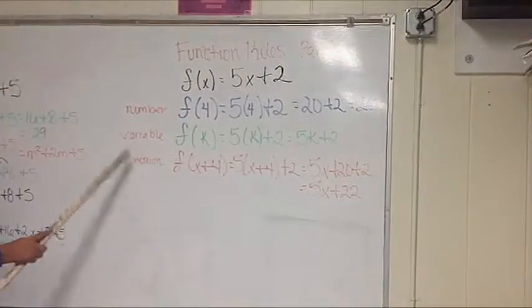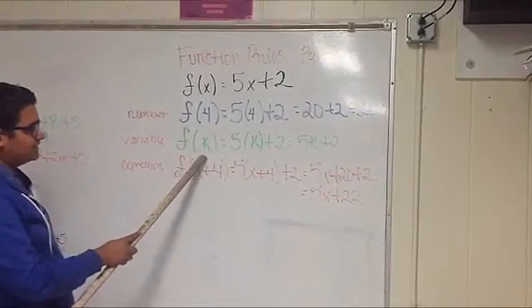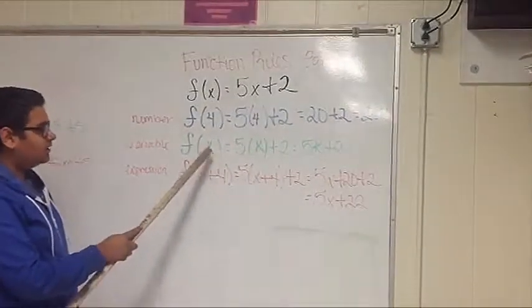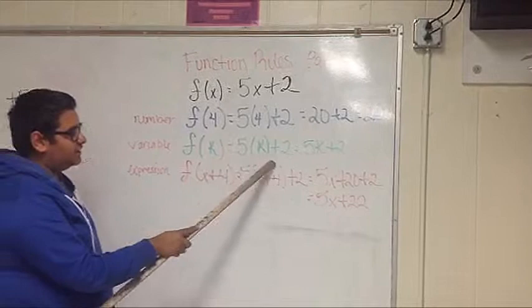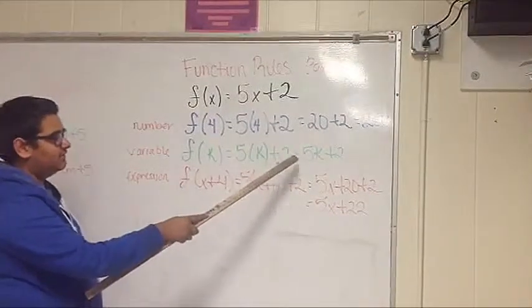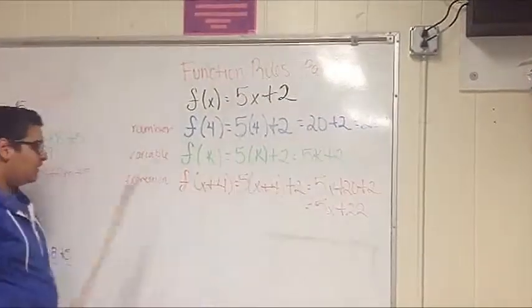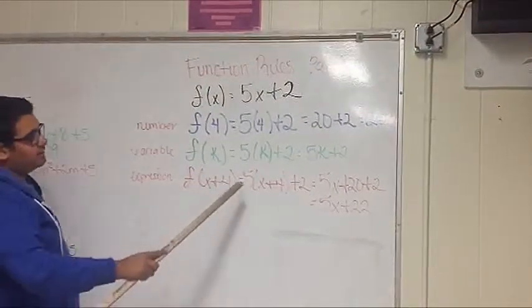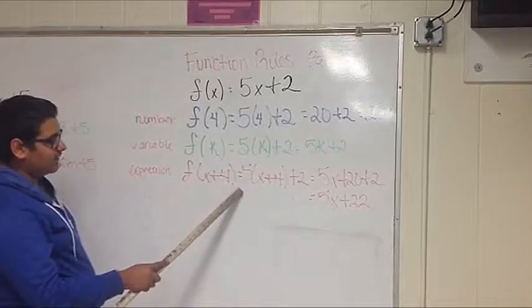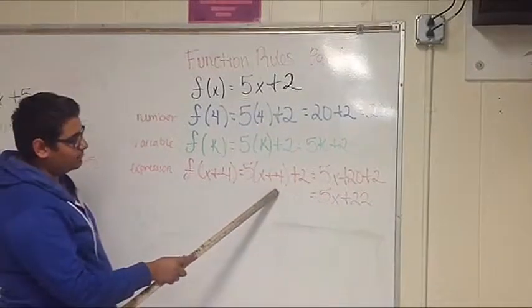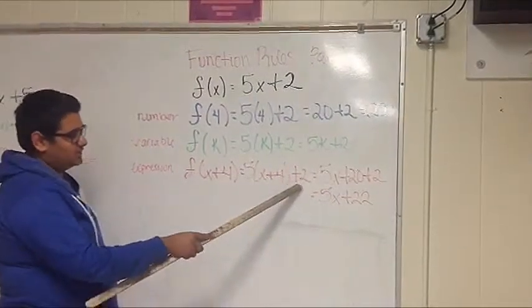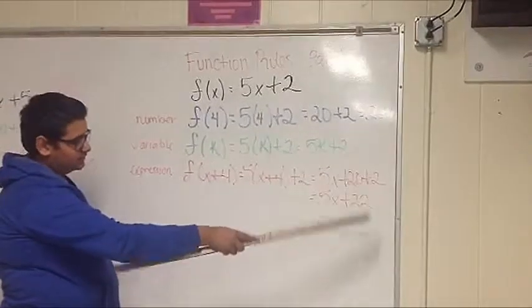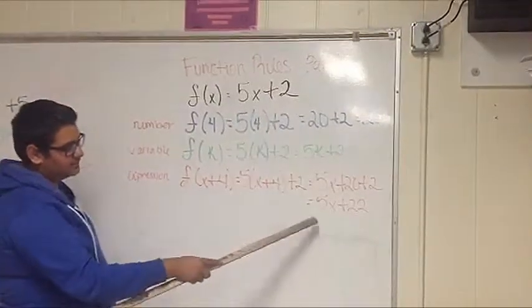And then the other one, we would plug in a variable. In this case, we would plug in k. So 5 times k plus 2, which gives us 5k plus 2. And in this one, we're plugging in an expression, x plus 4. So, which would give us 5 times x plus 4 plus 2, which gives us 5x plus 20 plus 2. Then it gives us 5x plus 22.